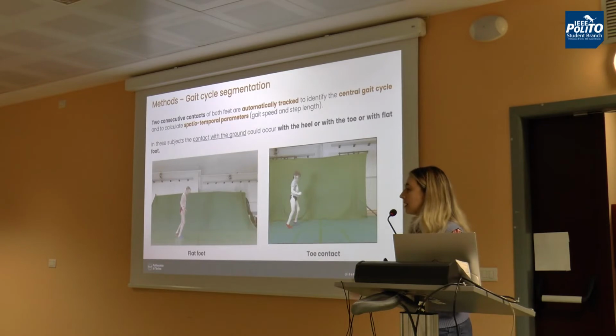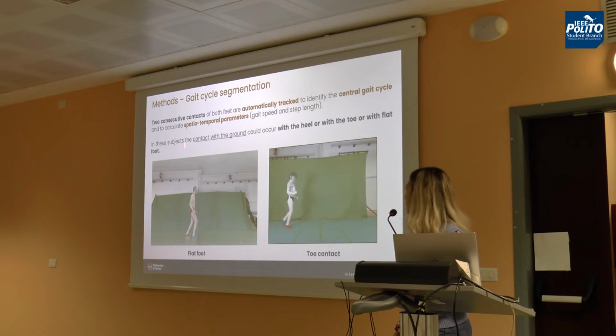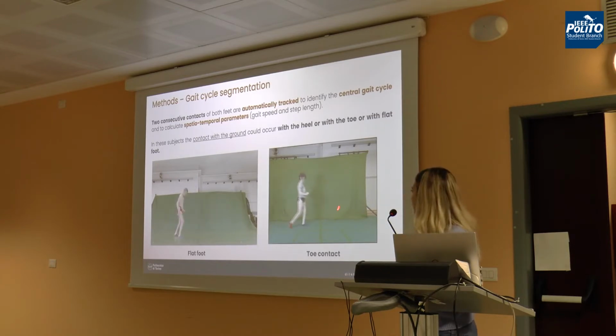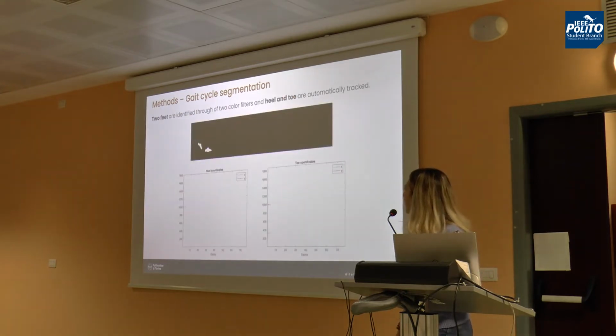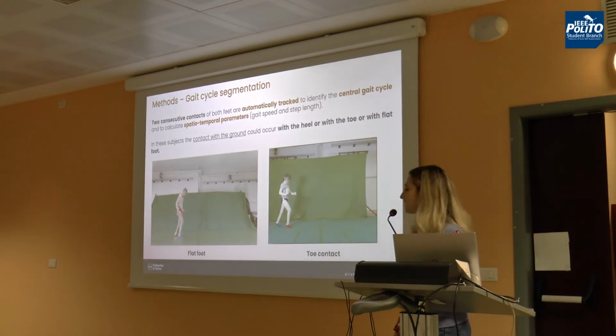In this case, the identification of the foot contact with the ground is not simple, because there are some patients who don't impact the ground with the heel as in a normal gait, but with the toe or with the flat foot. So it's possible to segment the feet of the subject, because, as you can see, the subjects are asked to wear two different color socks to distinguish between the left and right foot by using a simple color filter.